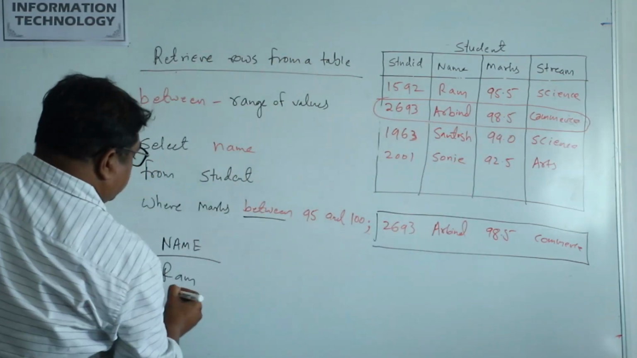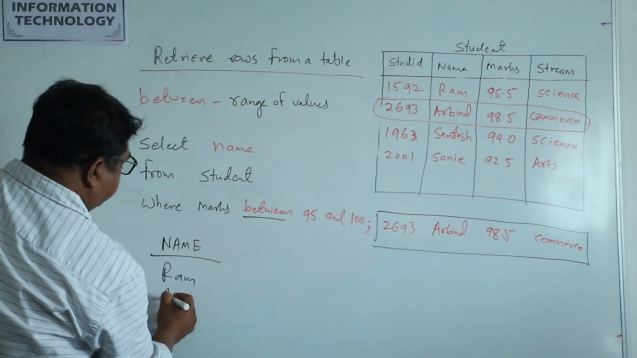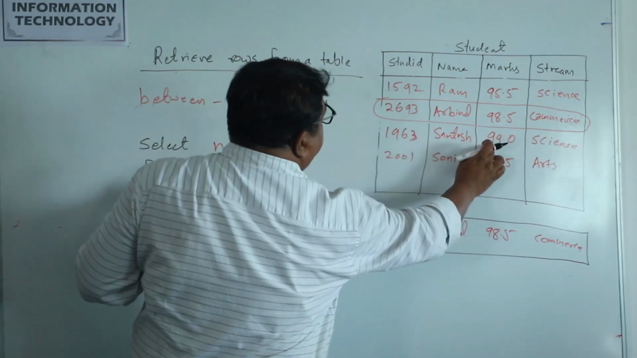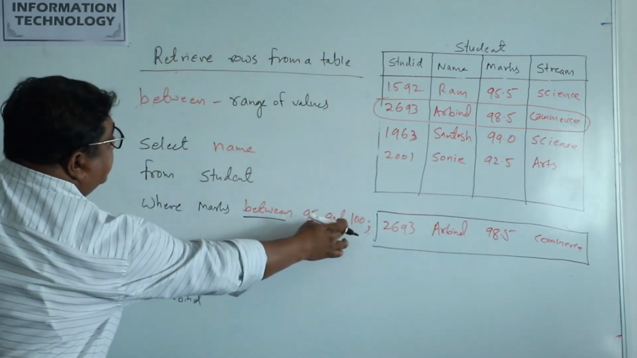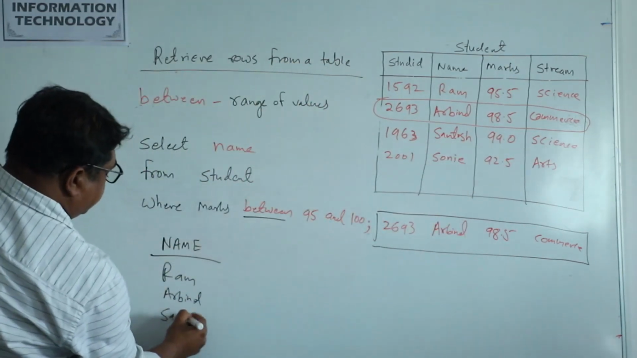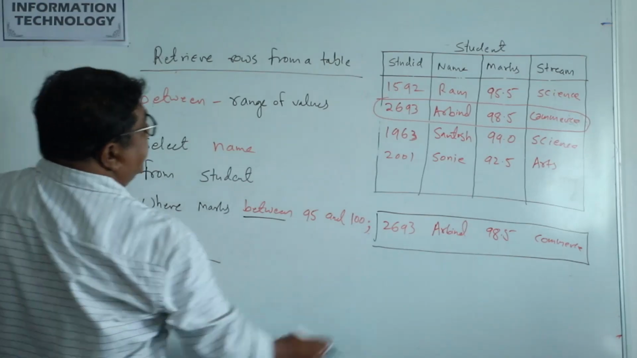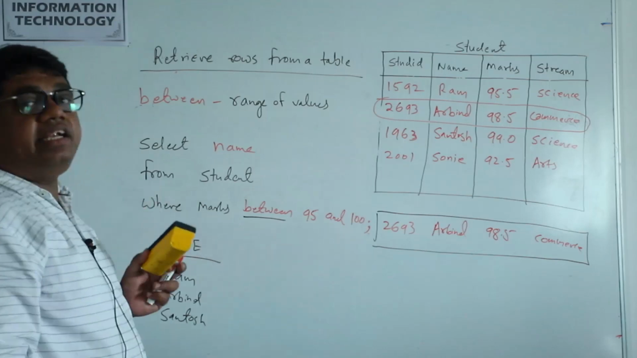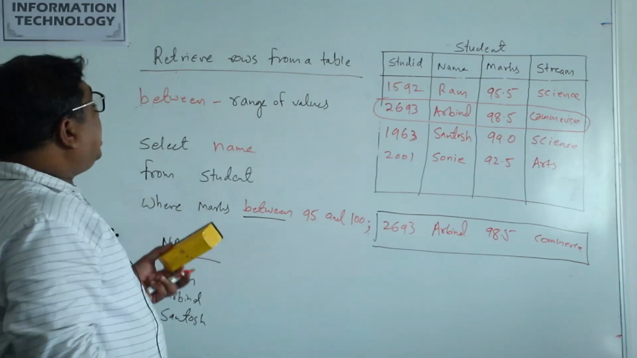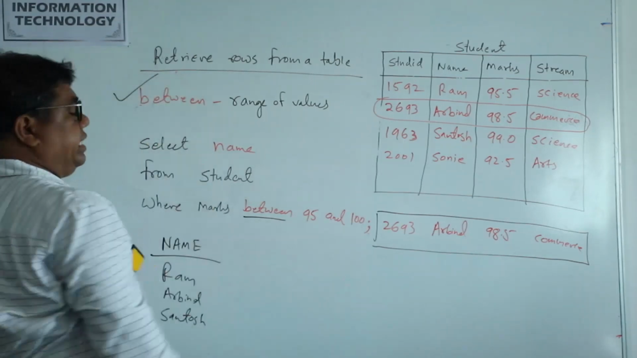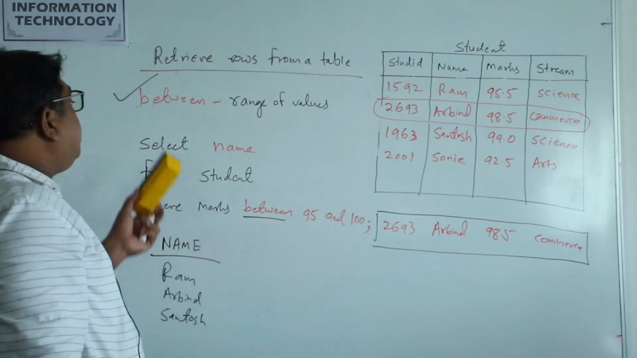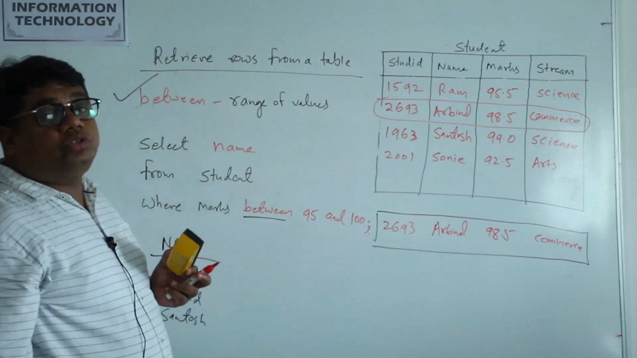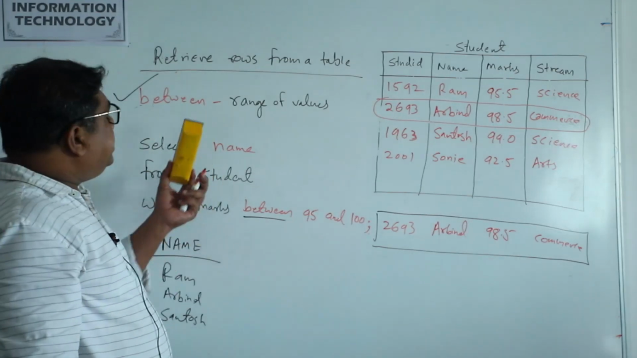Yes, it is in the range of 95 to 100, so it is Arvind's data. Then again it is within the range 95 and 100, so it will display Santosh's data. And it will not display Sony. Why? Because it is not between 95 and 100. So this is how we use the between operator. They are always used with conditions, and they are special operators used in SQL for writing conditions.